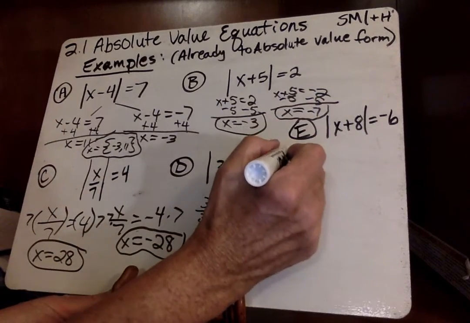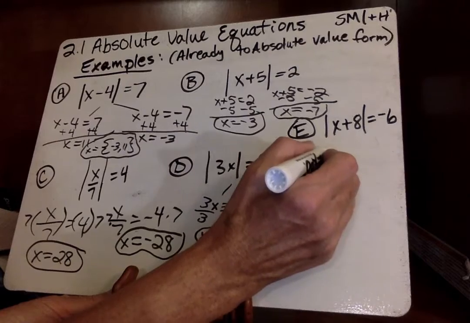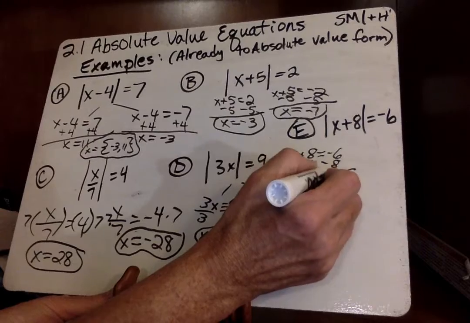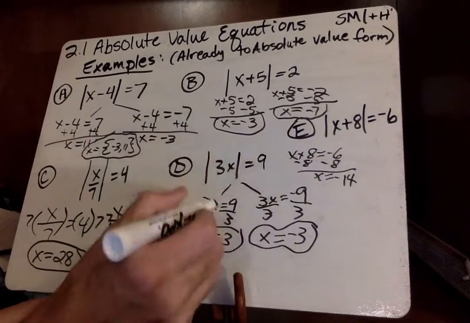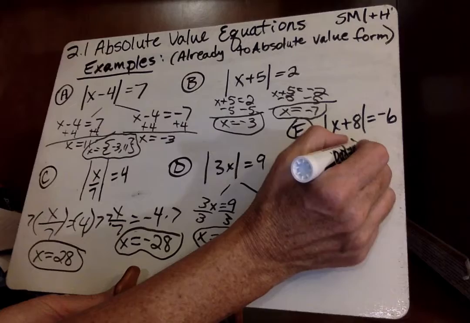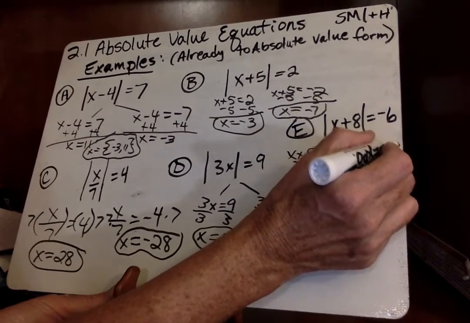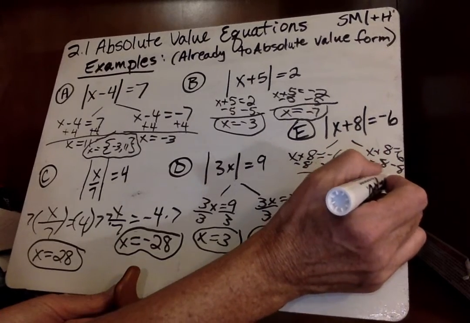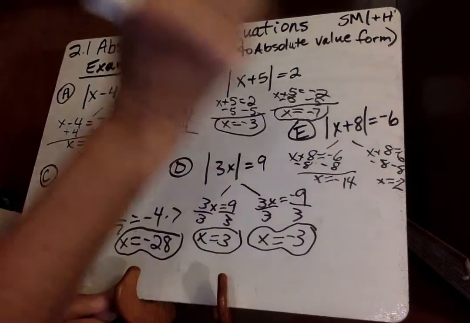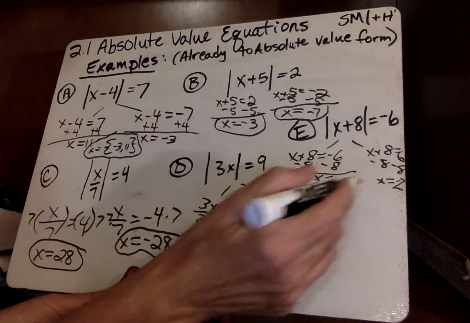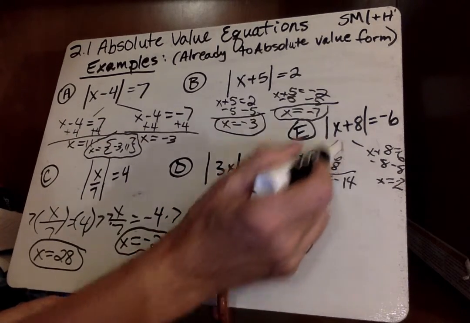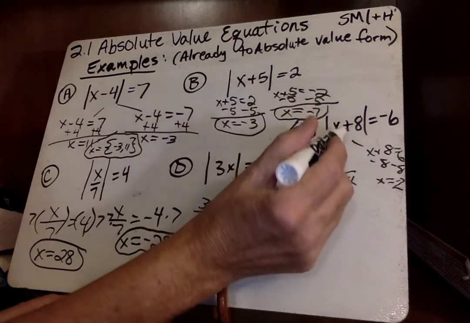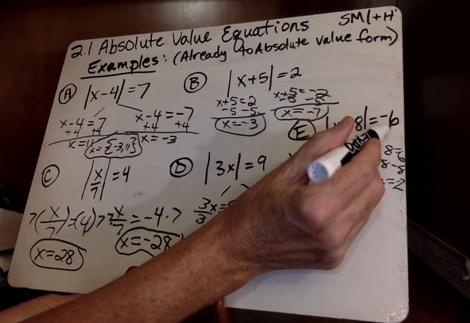We could try and solve it and go x plus 8 equals negative 6, minus 8, x equals negative 14. That would be one equation, and the other one would be x plus 8 equals positive 6, minus 8, x equals negative 2. And again, I apologize, I'm running out of room there. So if I put negative 14 in there, negative 14 plus 8 is negative 6. Absolute value of negative 6 is 6. See, it is not a negative.